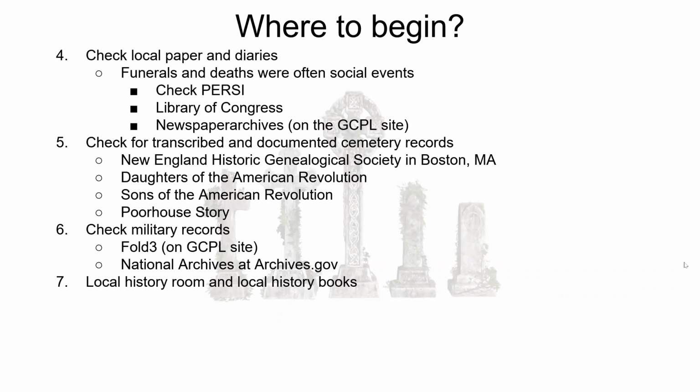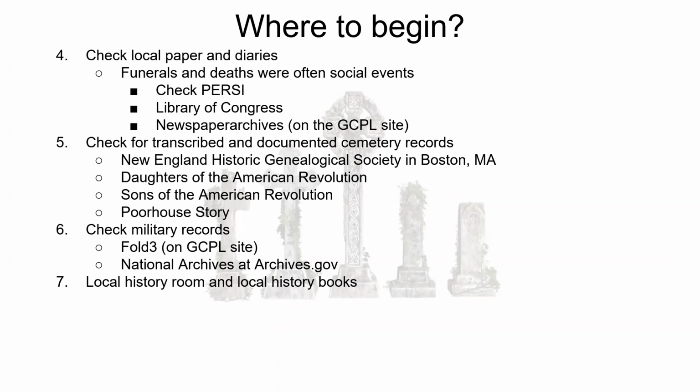Check the local papers. Don't just check the obituary section, check the social notices section, death notices. These were often social events. They were big gatherings, lots of people were involved, especially if it was a small town in the 1800s, early 1900s. The whole town was involved. Everybody was part of the funeral. There was a big procession and a wake and all that kind of thing. So you may want to check into diaries, journals, just regular newspaper articles, not just the obituaries and death notices.